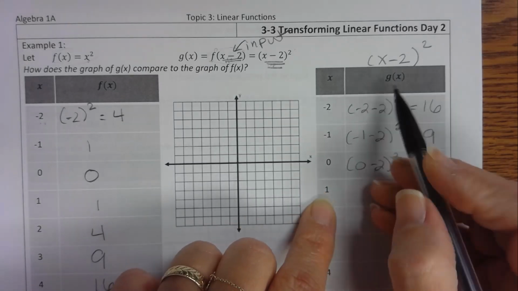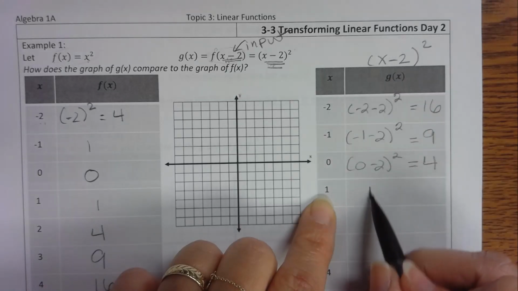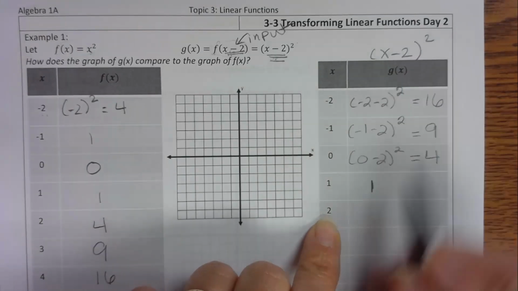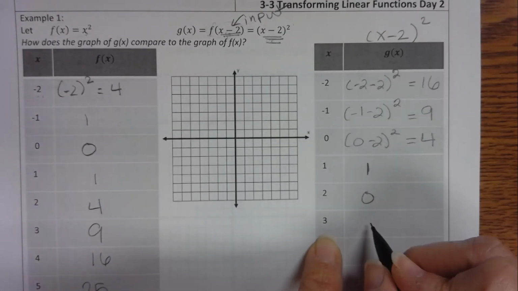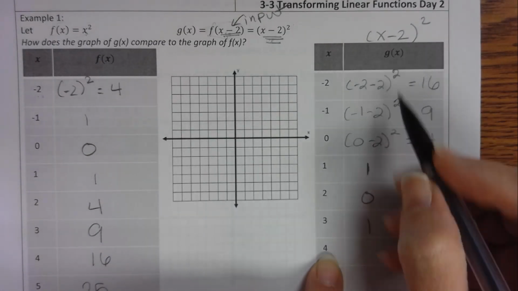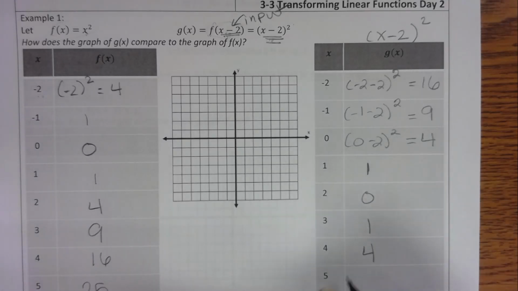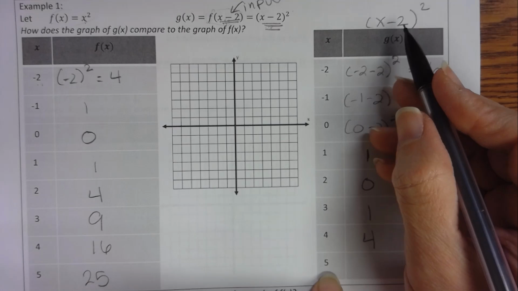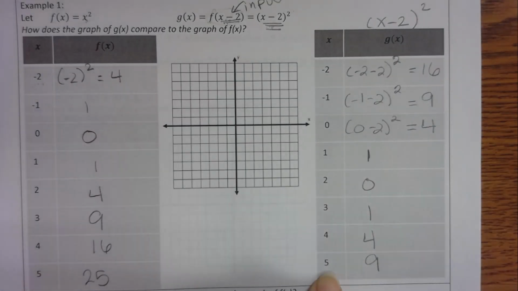Same deal here, 1 minus 2 is -1, square it, and you get 1. 2 minus 2 is 0, square it, and you get 0. 3 minus 2 is 1, square it, and you get 1. 4 minus 2 is 2, square, you get 4. And then 5 minus 2 is 3, and then square it, and you get 9. All right, now this is very important.